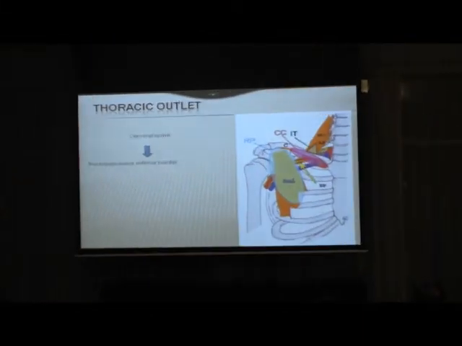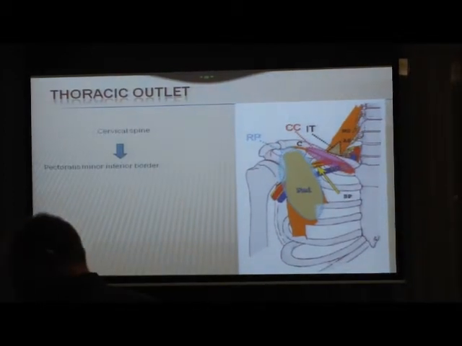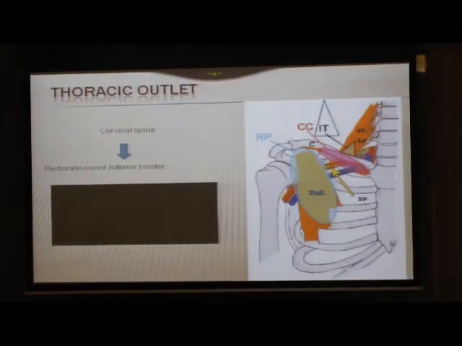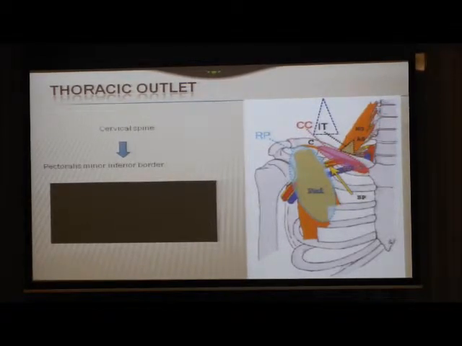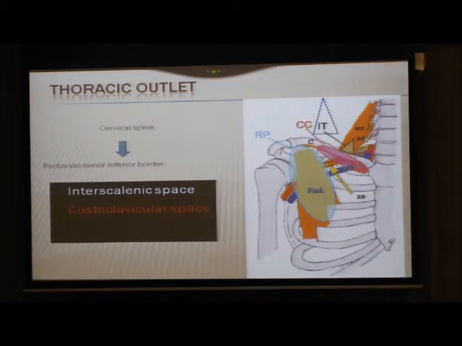The thoracic outlet is the region that is between the cervical spine and the inferior border of the pectoralis minor. And here there are basically three sites where you can have a compression of the neurovascular bundle: the interscalenic space, the costoclavicular space, and the interpectoral space.